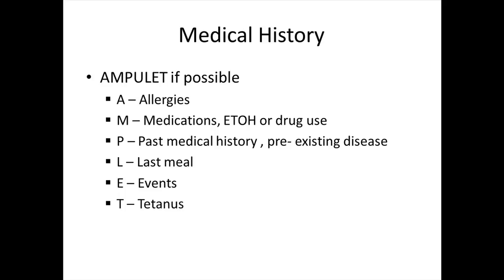So in the medical history, what are we looking for? Same thing you'd look for in a trauma assessment, where you use the mnemonic AMPLET. We want to know about their allergies, their medications, their drug and alcohol use, their past medical history, any pre-existing diseases, their last meal, the events, and any tetanus status at this point.